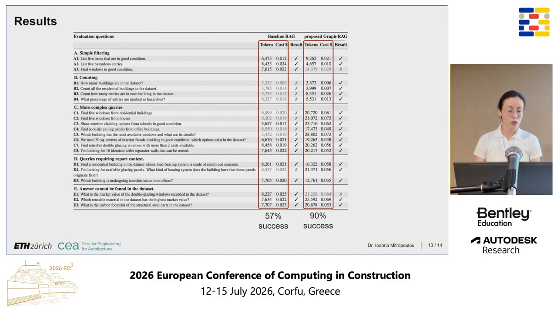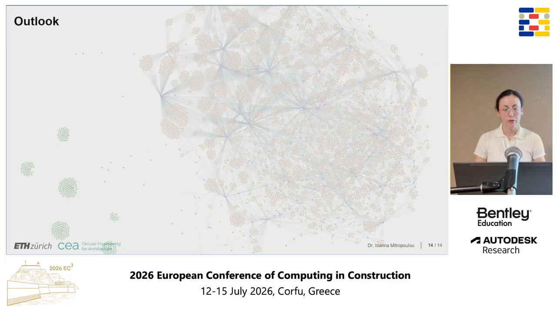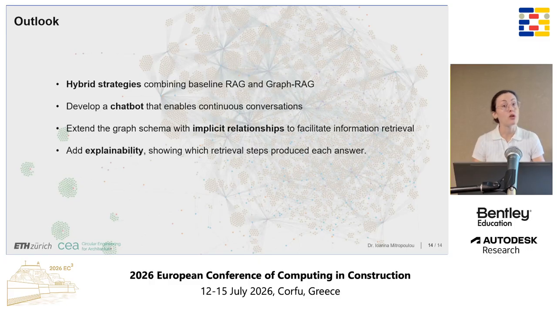And this is due to how we have set up the process. So in the graph RAG process, we decompose the query into different subqueries. So of course, we make a lot more requests to the large language model. So for the future, we can think about perhaps developing a hybrid approach that combines a baseline RAG for simpler queries with a graph RAG for more complex queries.